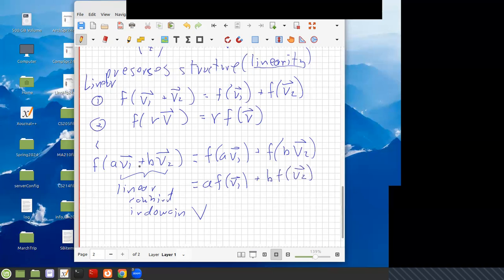So the idea here is the map is linear. These are actually going to be equivalent. I can go back and forth: if it has these two properties, then the image of a linear combination is the same linear combination of the images. In other words, I can combine v1 and v2 with a and b, or I can combine their images, and the image of a linear combination is the same linear combination. This is what we mean by preserved structure.